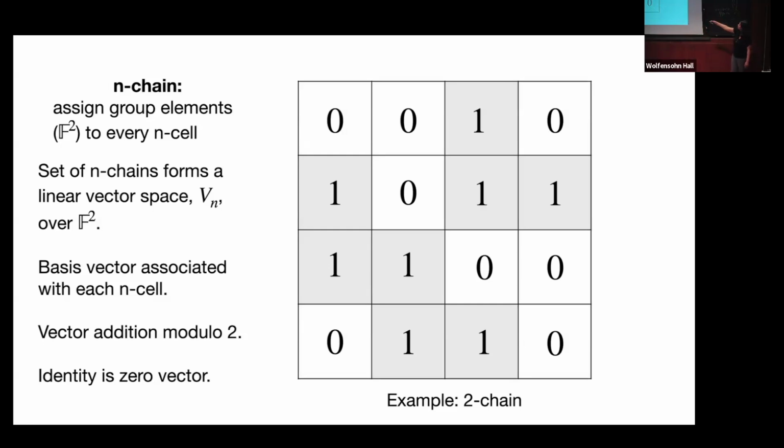So all such 2-chains will form a linear vector space V2, with the field F2 here. Okay.